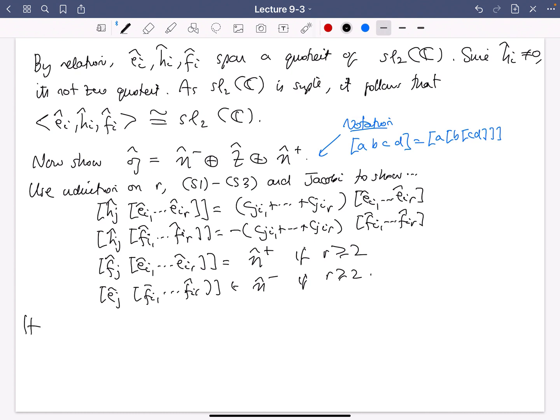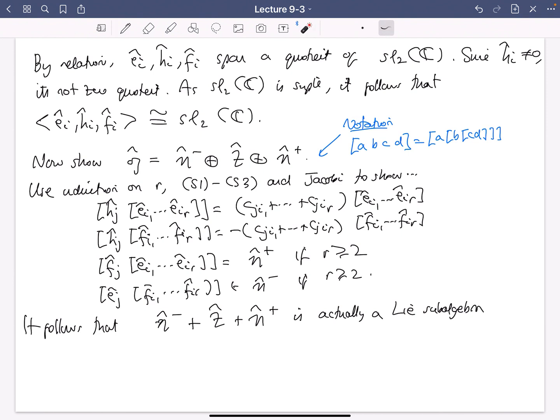It follows that if you look at the sum of these subspaces, n hat minus plus t hat plus n hat plus, the vector space sum of these subalgebras, this is actually a subalgebra. Right, you have to show that it's closed under the Lie bracket. So for example, you've got to show that something in n hat minus Lie bracketed with something in n hat plus is in here, and that'll follow using this identity. That shows that one of the generators of n hat minus on all of the guys in n hat plus of degree 2 or more is in n hat plus. Of course, if it's just a single F and a single E, that takes you into t hat.